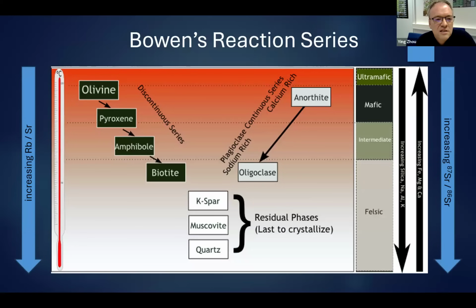You can also look at this in terms of the Bowen reaction series. As we go from ultramafic to felsic rocks, we tend to have minerals which are more enriched in rubidium than in strontium. And so they will have, over time, increasingly divergent and more radiogenic strontium isotope ratios. So clearly, things like micas and clay minerals that contain potassium will have a lot of rubidium, and therefore they will be highly radiogenic. Over time, they will become increasingly radiogenic and will diverge from their parent material.